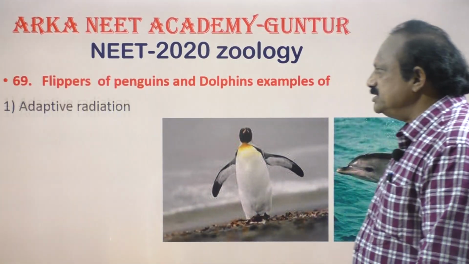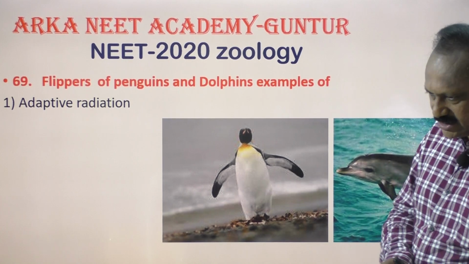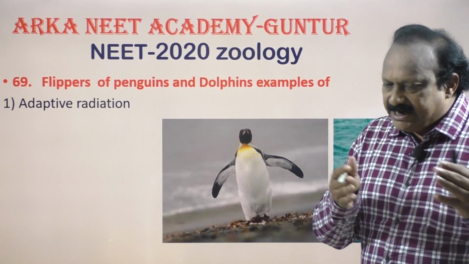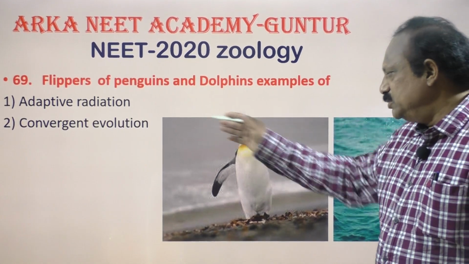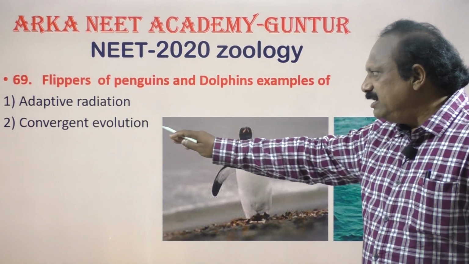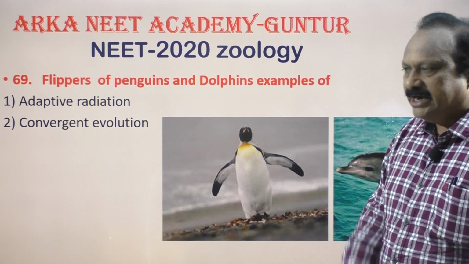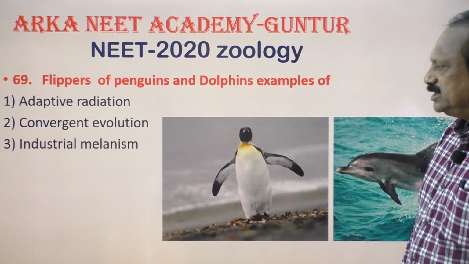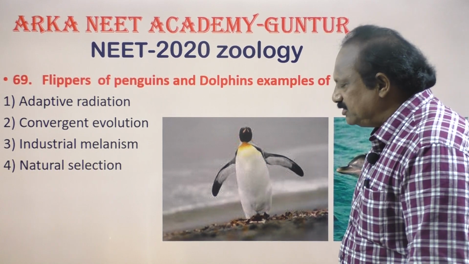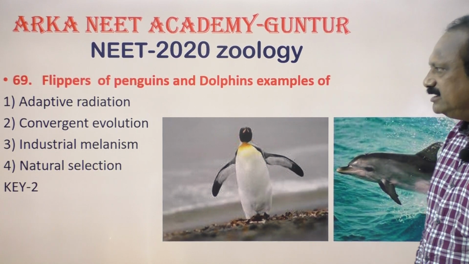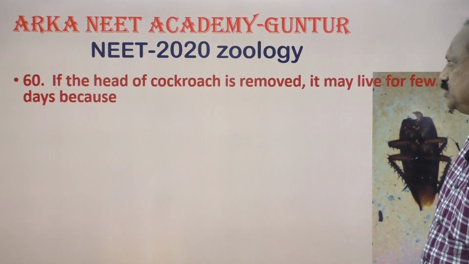So look at the options. Adaptive radiation explains divergent evolution. Convergent evolution: the functional similarity is related to convergent evolution. Industrial melanism is not related to this one, and natural selection is not related to this one. Therefore, the correct answer is convergent evolution.